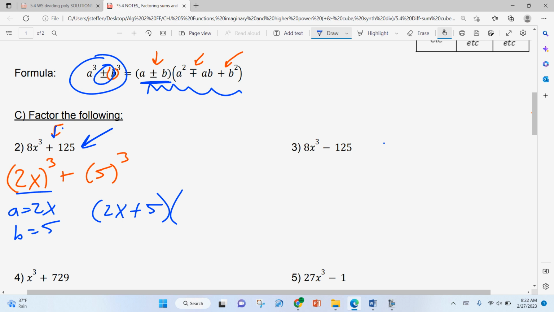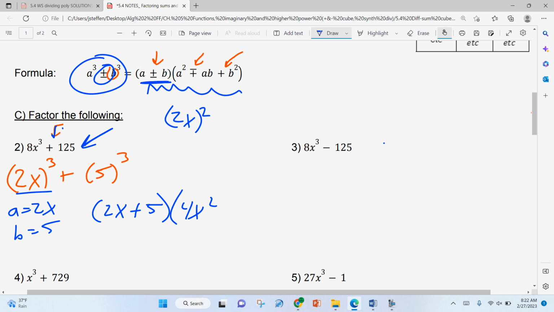The next one is A squared. Now, one important thing to remember, 2x squared is, but it's got these parentheses, (2x) squared, which means the 2 and the x both need to be squared. So it's actually 4x squared.